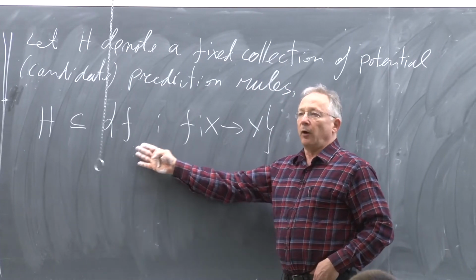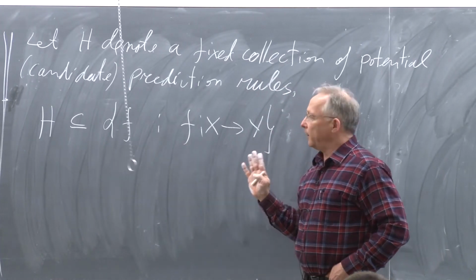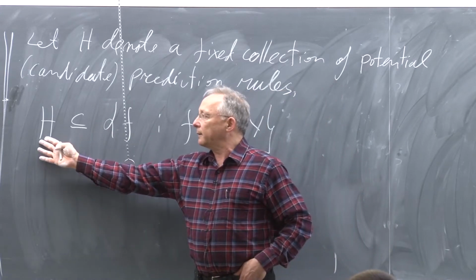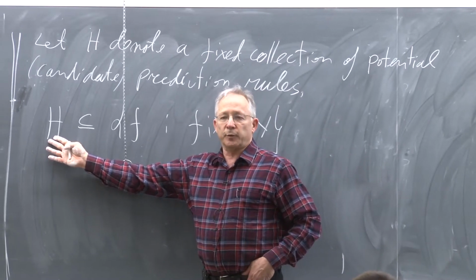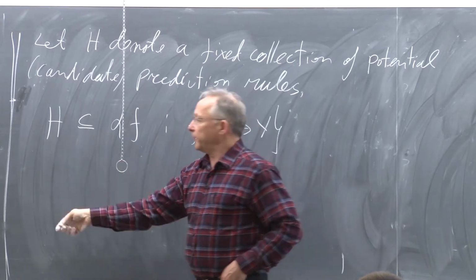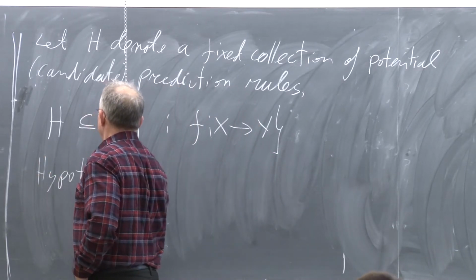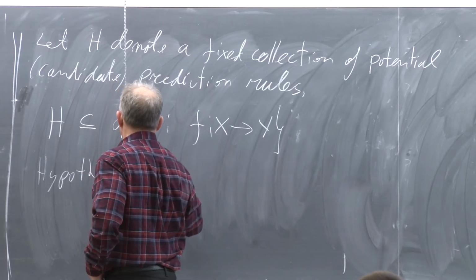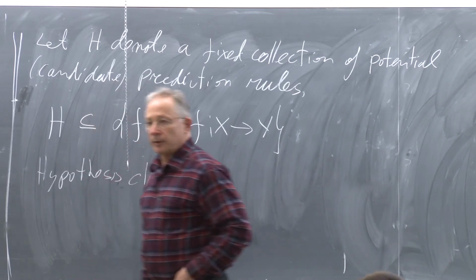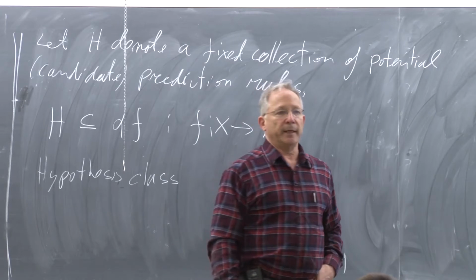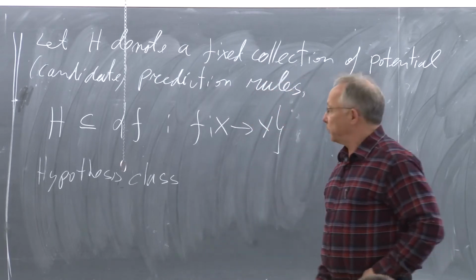Instead of considering all possible prediction rules, I will also only consider a restricted set of prediction rules, this H. And we call it a hypothesis class, H. It's the class from which my hypothesis is going to come.